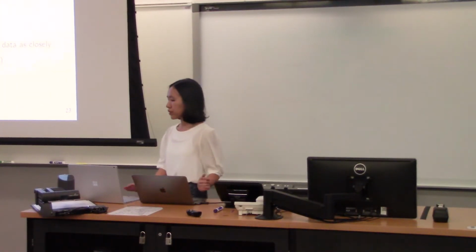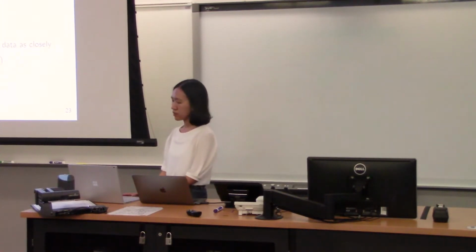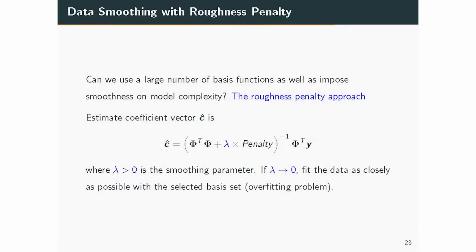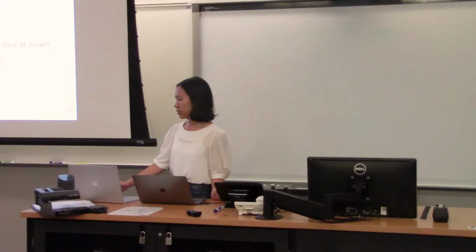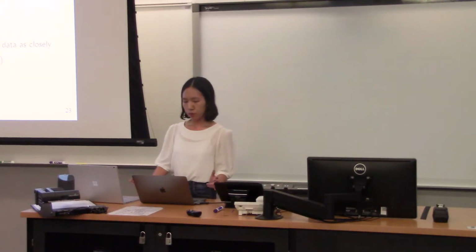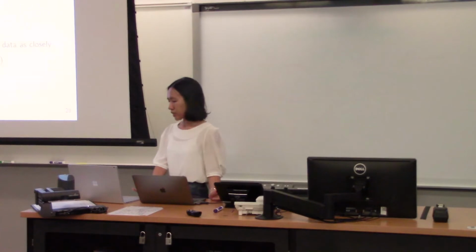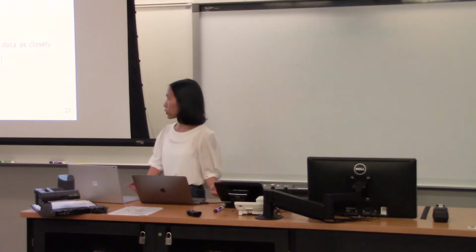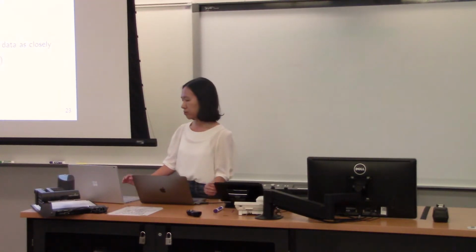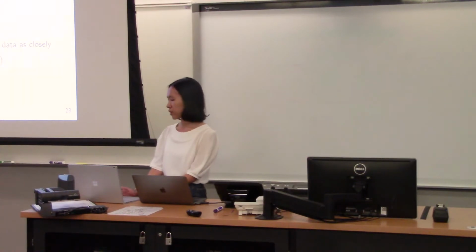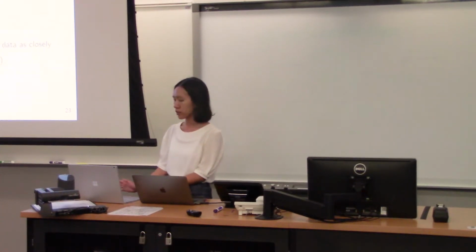Since we consider 50 basis functions to estimate the individual curves from each group, the fitted model becomes more complex. So we would like to impose some smoothness on our model complexity so that the data is fitted smoothly. Here's the idea for the roughness penalty. Based on the generalized cross-validation procedure, we choose the smoothing parameter lambda as 100. So we can get the large number of basis functions as well as the smoothness on our model complexity.